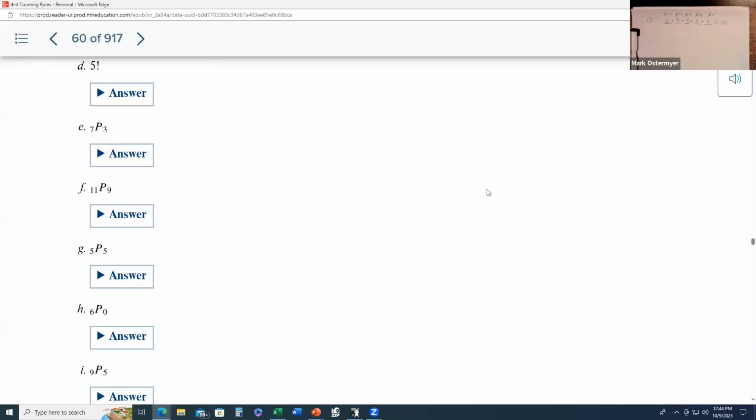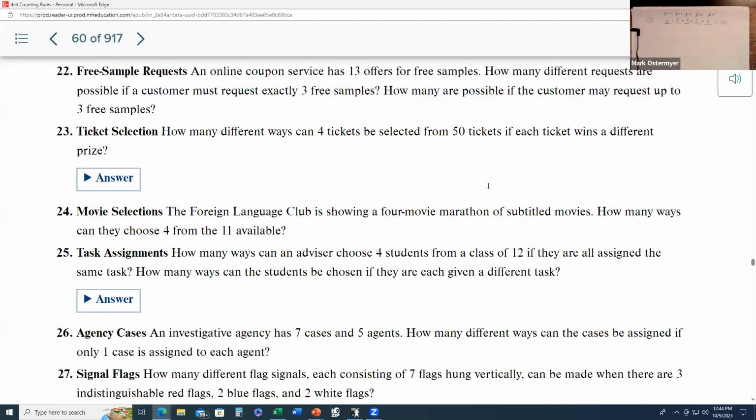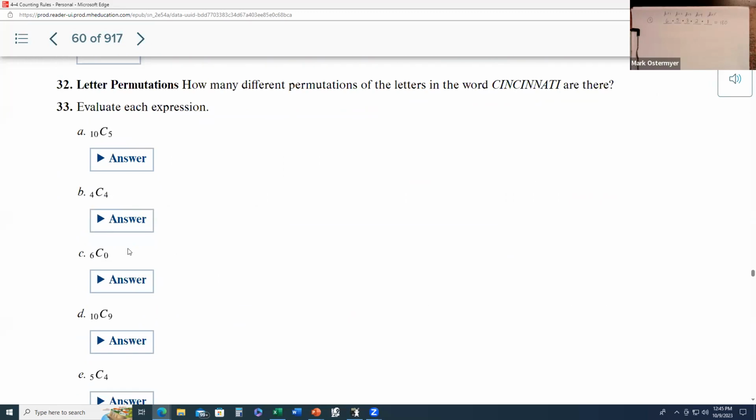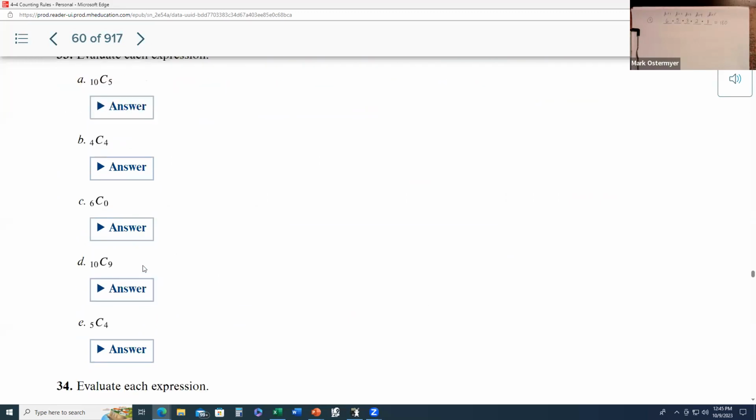And then we can contrast that with combinations here. This is combination notation. So like for number 33D, 10 in combination with 9.